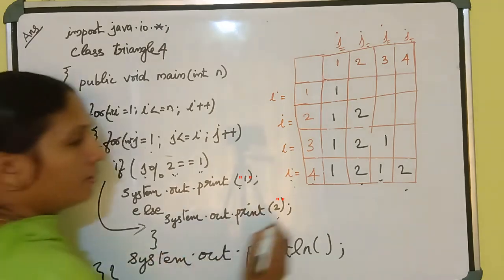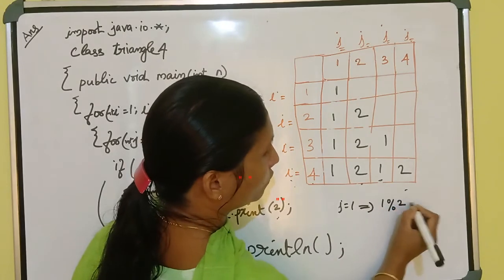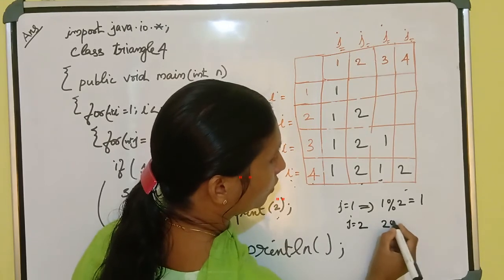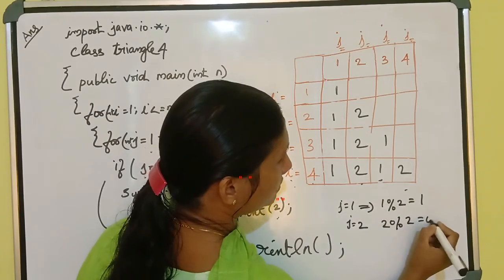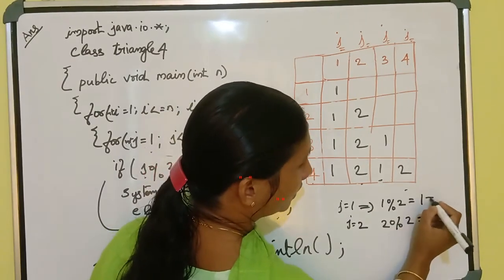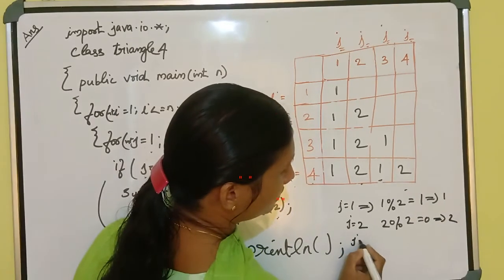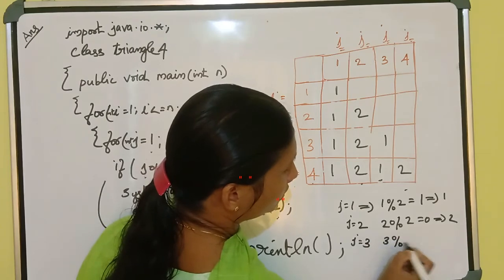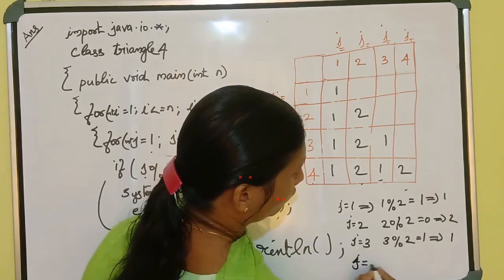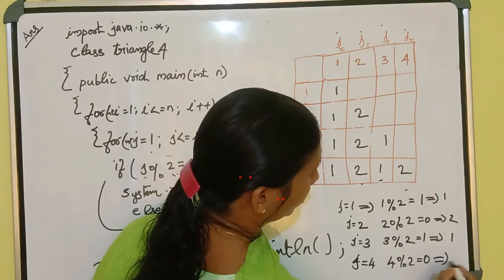Do you want to see it again? j is equal to 1. It will represent 1 mod 2 is equal to 1. Okay. j is equal to 2. 2 mod 2, then you will get 0. That time it will print 2. First time it will print 1. If it gets 0, it will print 2. Again, j is equal to 3. 3 mod 2, you will get 1. That time it will print 1 again. j is equal to 4. 4 mod 2, you will get 0. That time it will again print 2.